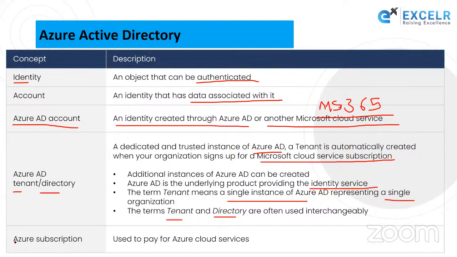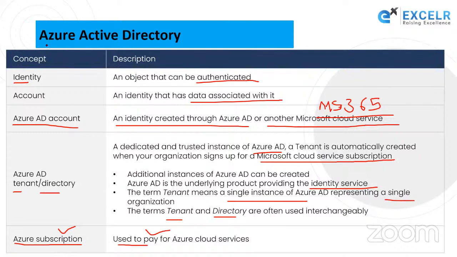And then the last but not least is the Azure subscription. Every account needs to have at least one subscription, which is a logical boundary that helps you segregate your bill. This will help you to pay the Azure Cloud Services bill as well. So these are the various concepts we need to remember within our Active Directory.